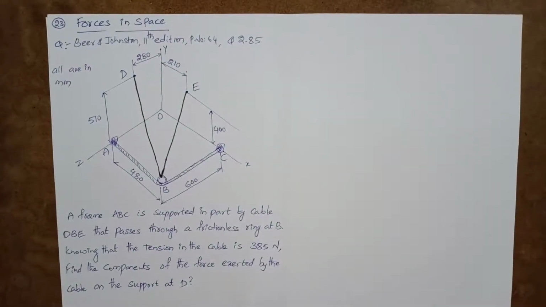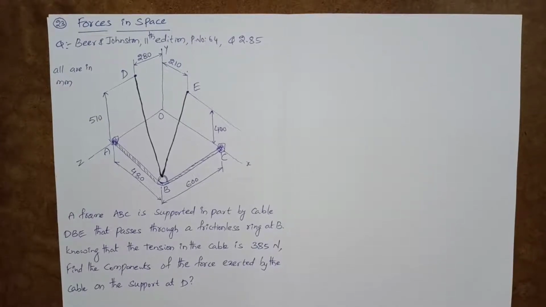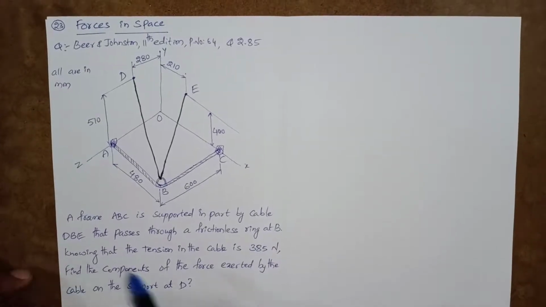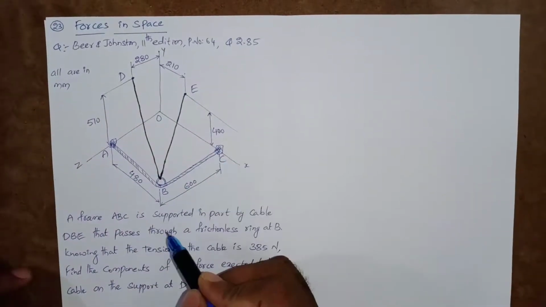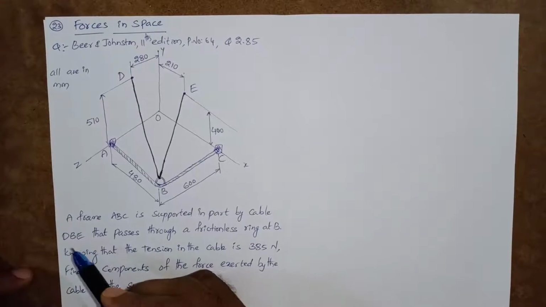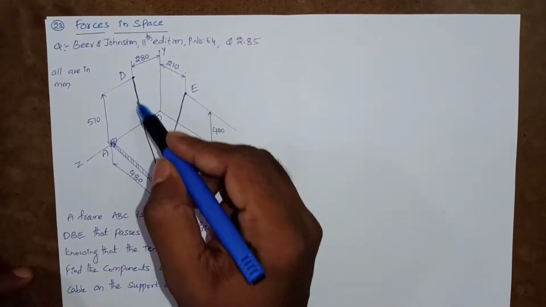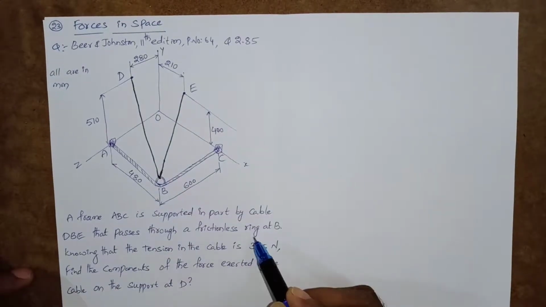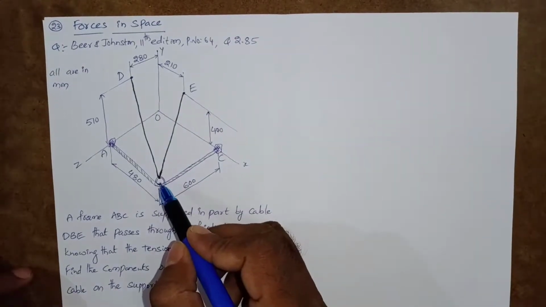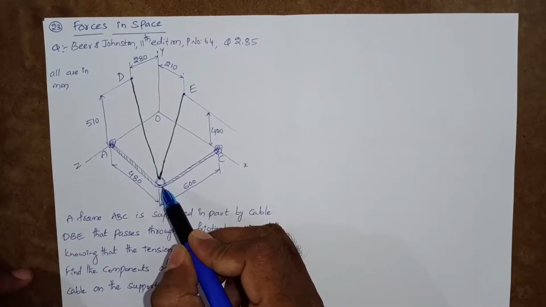This problem is from Beer and Johnston, 11th edition, page number 64, problem number 2.85. A frame ABC is supported in part by cable DBE. It's all a single cable that passes through a frictionless ring at B. Here assume that this ring at B is smooth.